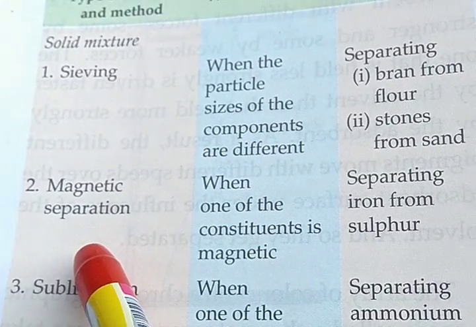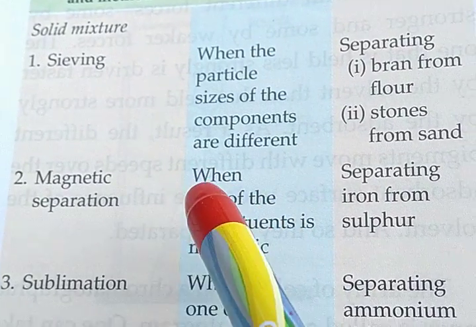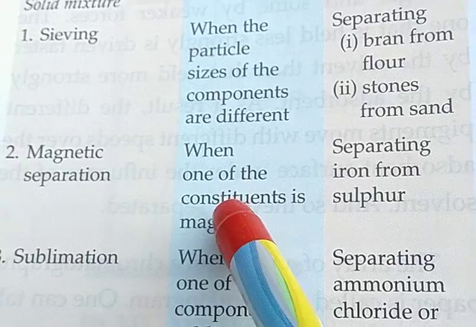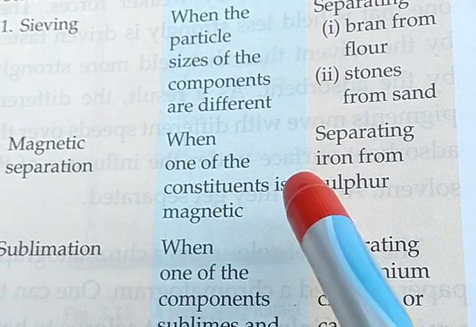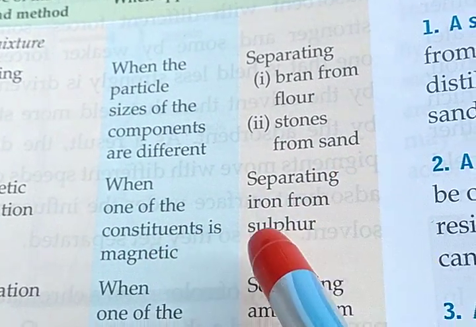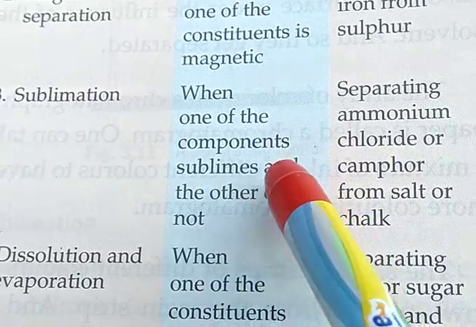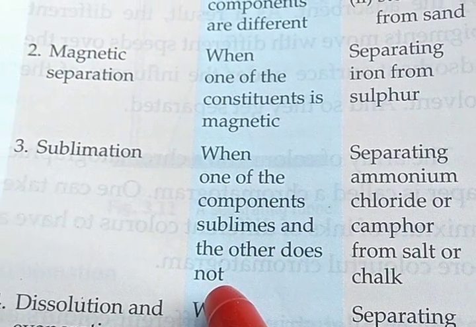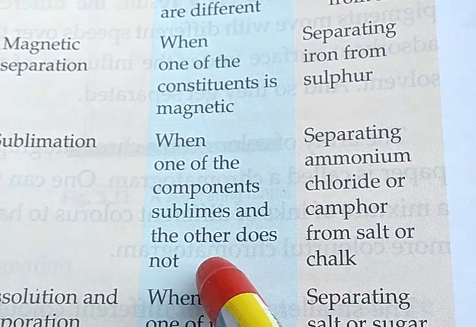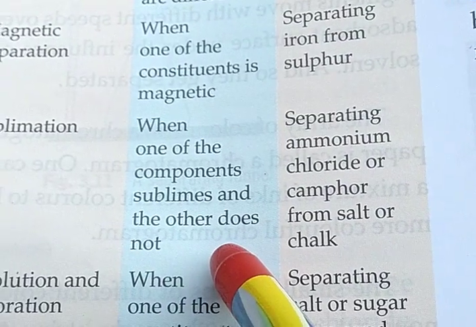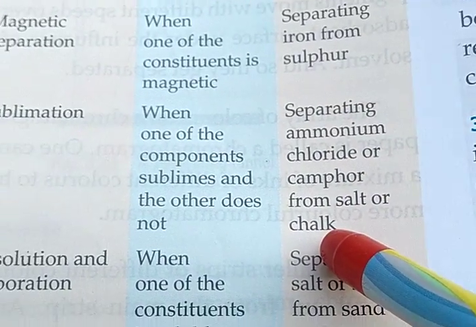Next, magnetic separation, when one of the constituents is magnetic, which component normally attaches to a magnet. If we apply magnetic separation, we can easily separate the component from the mixture, like separating iron from sulfur. Sublimation, when one of the components sublimes and the other does not. So normally we can apply the sublimation process if we want to separate a substance which does not sublime from one that does. Separating ammonium chloride or camphor from salt or chalk.